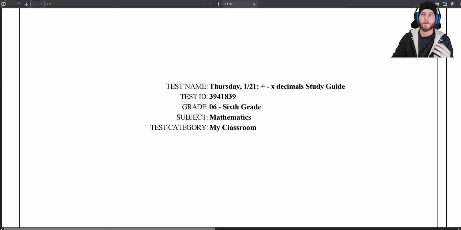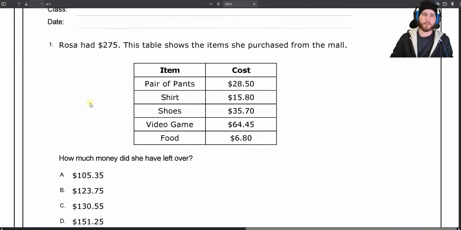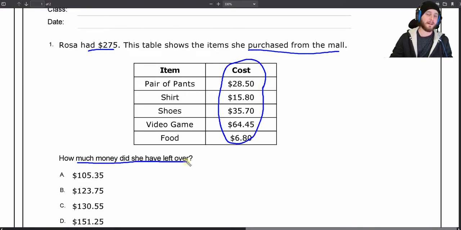So again, if you missed any one of those problems, try to figure out where in the video I go, because we're going to go over it. So, for starters, number 1, here's how to do this one. This is an addition and subtraction problem. This problem says Rosa had a certain amount of money. She purchased items from the mall, so she spent all this money on those items. And it's asking how much money did she have left over.